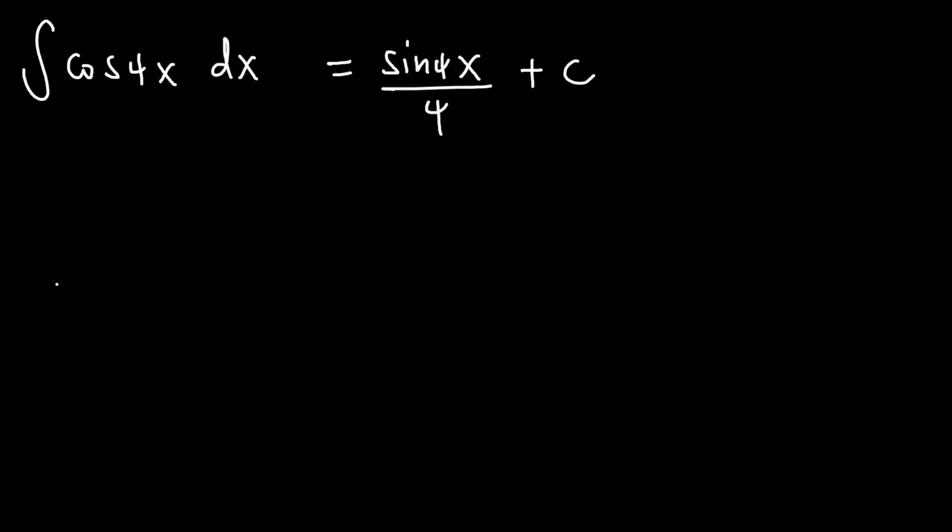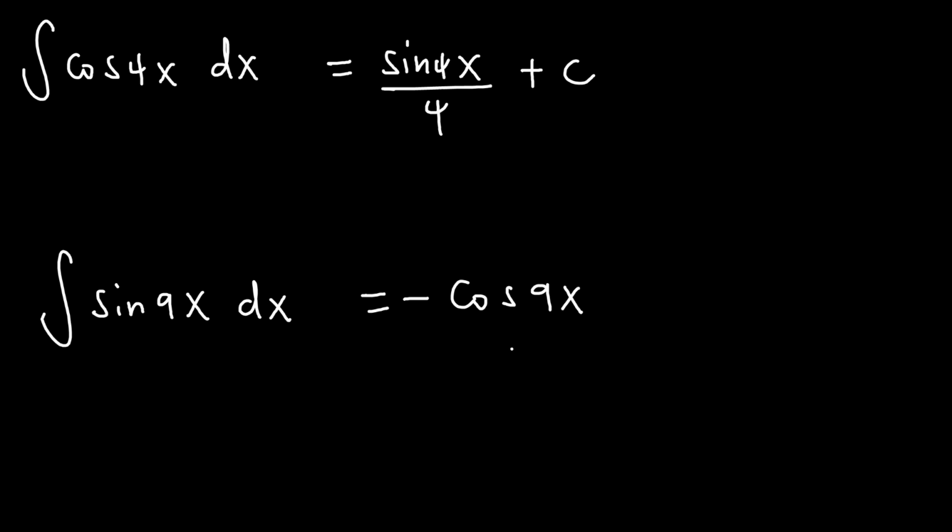Now what if you had the integral of sine 9x dx? We know that when we integrate sine, we get negative cosine. So we shall write negative cosine 9x, and then we shall divide this by the derivative of 9x, which is 9, plus c.